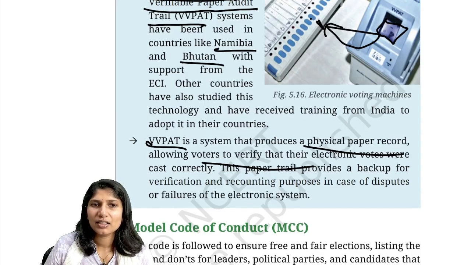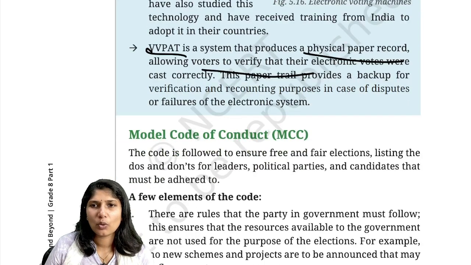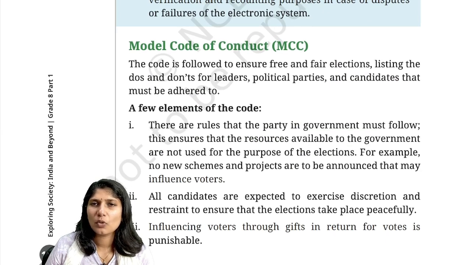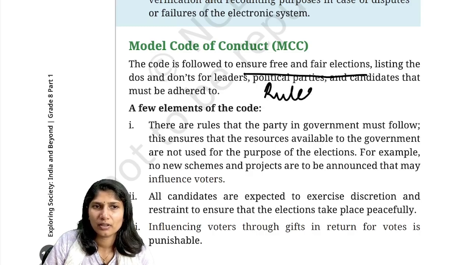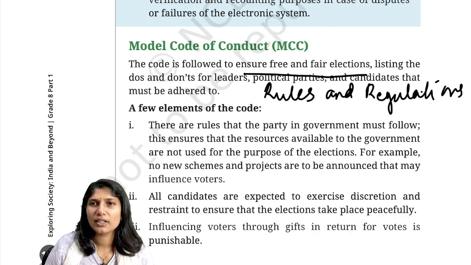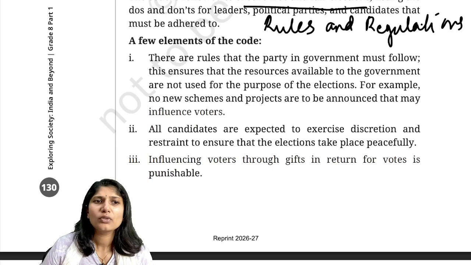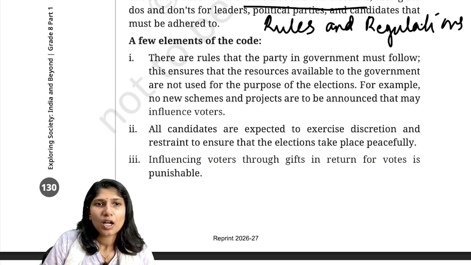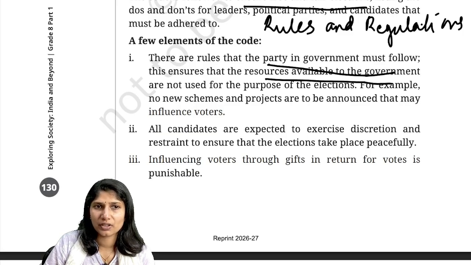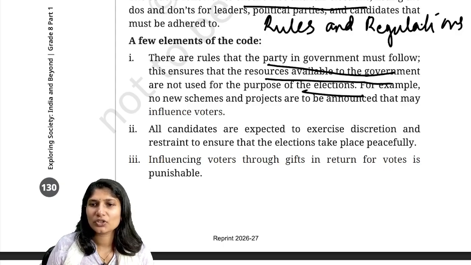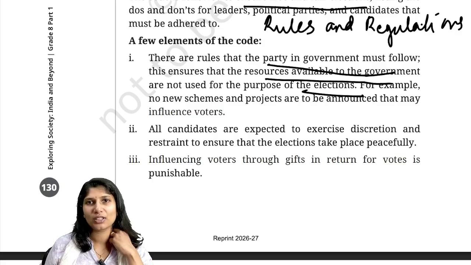Next, earlier we also spoke about something called the model code of conduct. What is this model code of conduct? Why is it needed? First and foremost, if you are going to ensure free and fair elections, then there are certain rules and regulations you have to follow. These rules and regulations are like do's and don'ts for candidates, leaders, and political parties that they all have to adhere to. For example, let's see a few of the rules. The party in government should not use the resources available to the voters for the purpose of elections. Being in a position of power doesn't mean you misuse that position to make sure you come back to power.